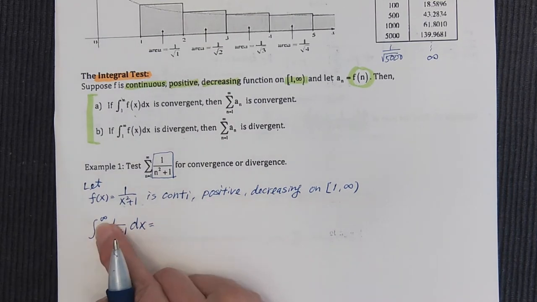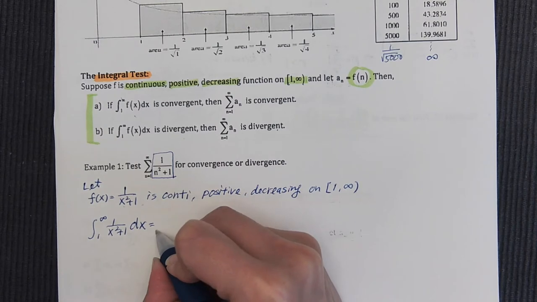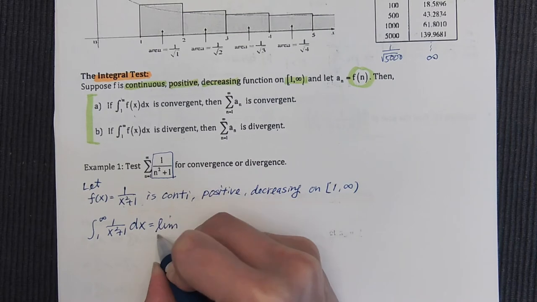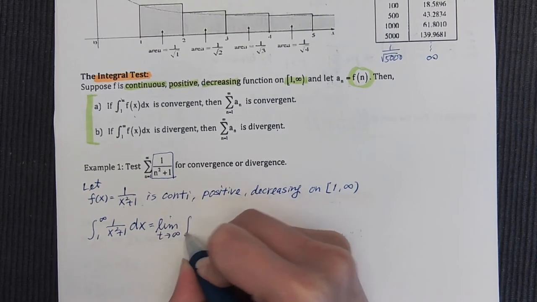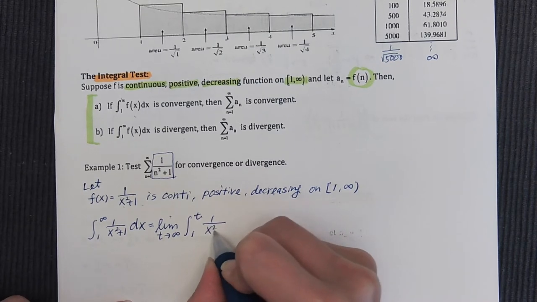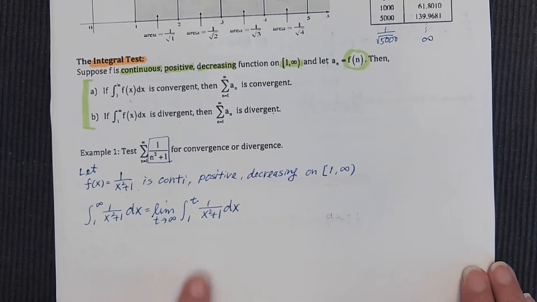That's back to chapter 7, no? Chapter 7. What did you say? Say again. Change it to t. Yes, limit, right? Limit as t approaches infinity, of the integral from 1 to t, right, of 1 over x squared plus 1 dx. Okay. Do you remember that one?